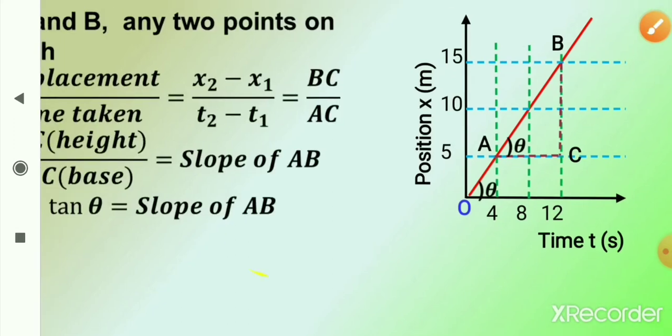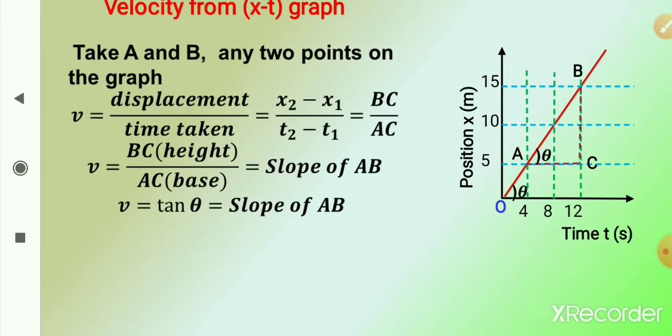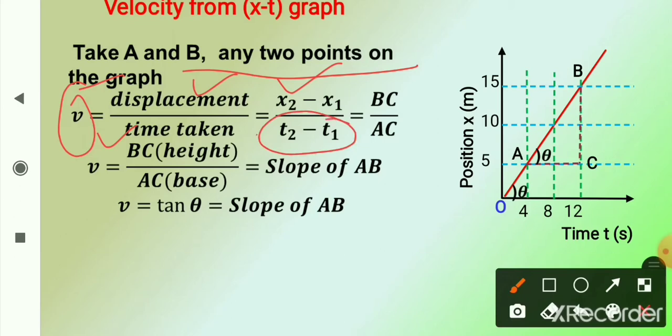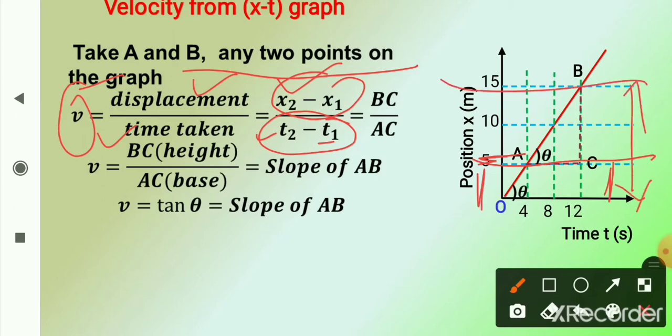And now take AB as any 2 points on the graph, and you know that velocity is displacement upon time taken. Displacement is x2 minus x1, final position minus initial position, upon time taken, which is final time minus initial time, t2 minus t1. Now x2 minus x1: in this graph, the initial position is this one, and the final position is this, the whole from here to here. So x2 minus x1 leaves just this part here. This is x2 minus x1, that is BC.